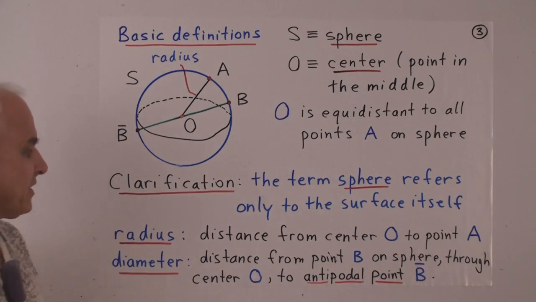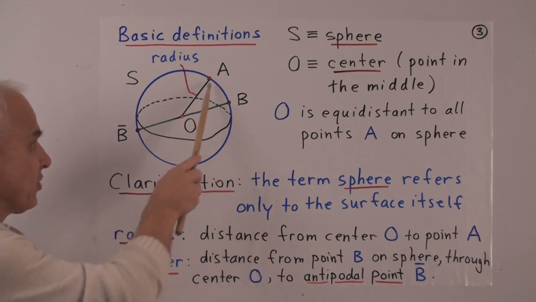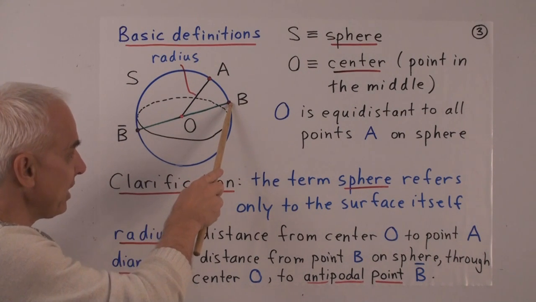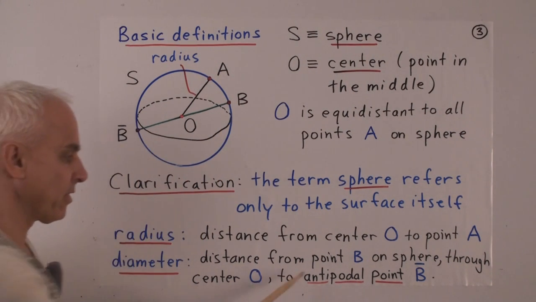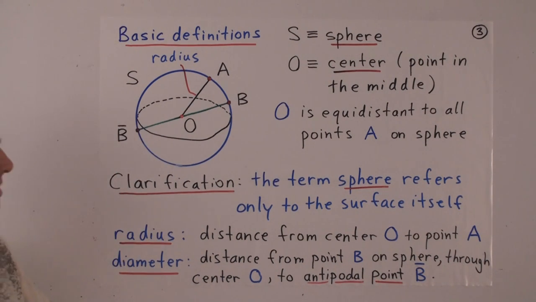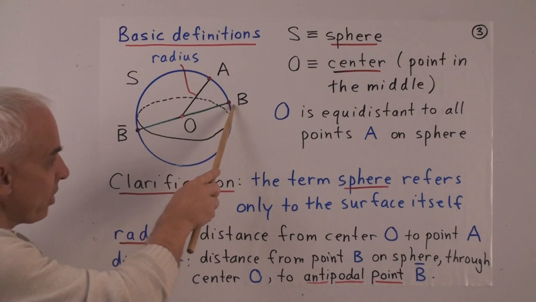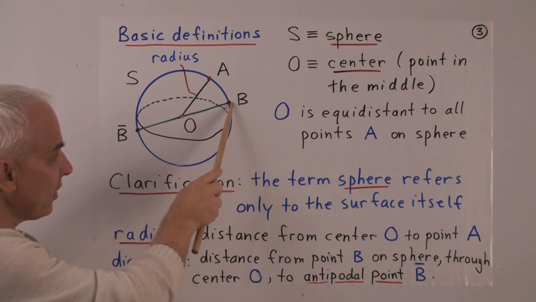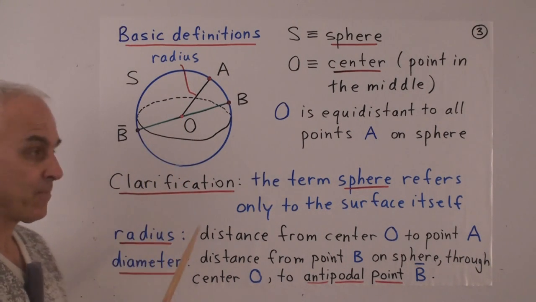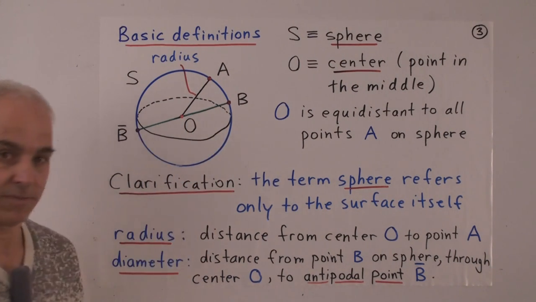The radius of the sphere is a distance, so it's the distance from the center to any point on it. And then we also have the notion of a diameter, which is twice the radius. That's the distance between a point B and the opposite or antipodal point, which we'll usually denote B bar. So this is an important construction: if you start with any point on the sphere and you make a line passing through the center and you come out the other side, then these 2 points are called antipodal.